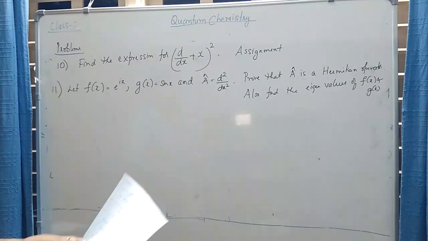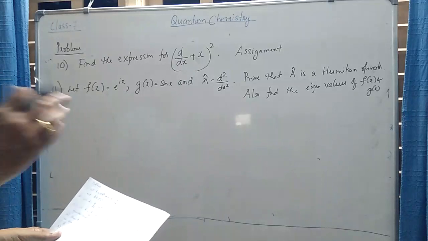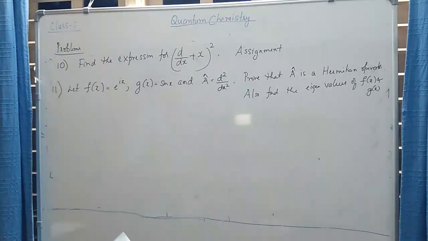Okay, so you take some random function f of x and apply this operator on f of x, and you get a final term. From the final term, you have to remove that arbitrary function and you will get the corresponding operator equation. Now let us concentrate on the 11th problem about the Hermitian operator.